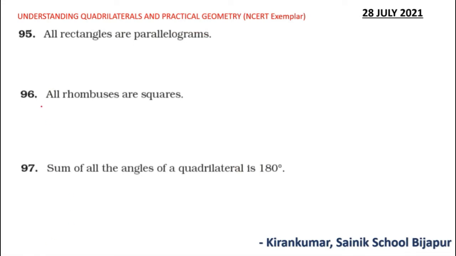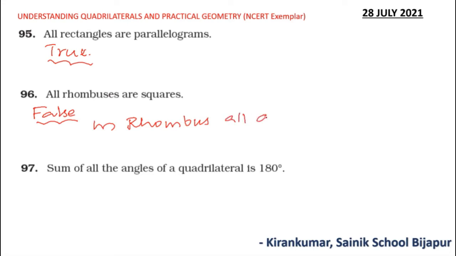Question 95. All rectangles are parallelograms. This statement is true because rectangles satisfy all the properties of a parallelogram. Question 96. All rhombuses are squares. This statement is false because in a rhombus all angles will not measure 90 degrees.